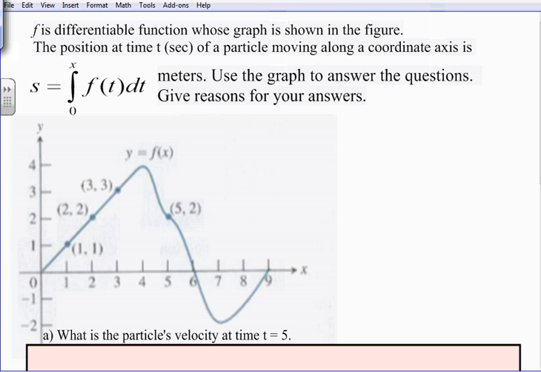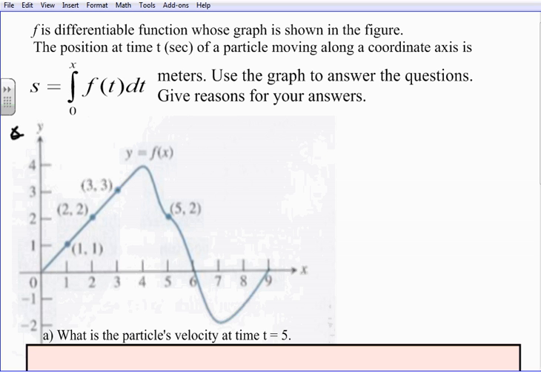All right. What we have here is an application problem dealing with integration, the fundamental theorem of calculus, and understanding how velocity, speed, distance and whatnot apply to a certain graph. Okay, so what we have here is f. It's a differentiable function whose graph is shown in the figure, which is right here.